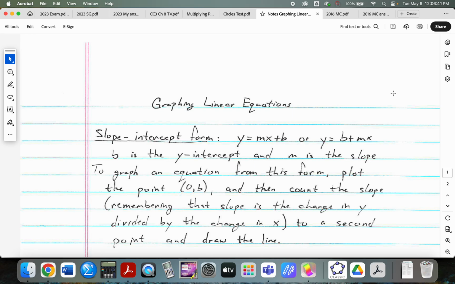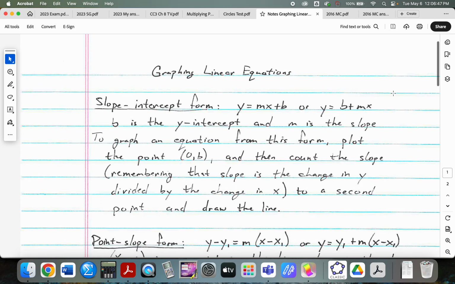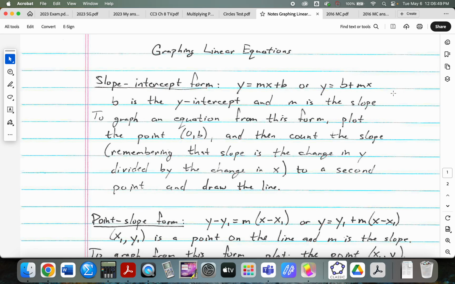Okay, so let's remind you of some things from Algebra 1 and before. When you're graphing a line, the first way that you learned to graph a line was slope-intercept form, y equals mx plus b, or y equals b plus mx, which I think actually makes more sense because that's the order you graph them in, right? I've always thought that. I'm like, why did you do it this way?